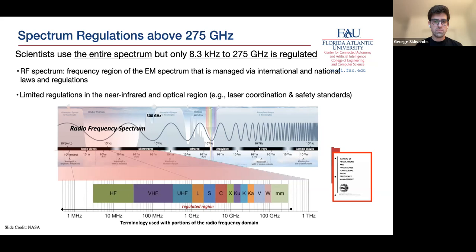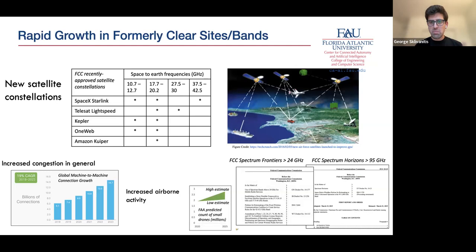On top of the IoT devices that are deployed, we have a rapid growth in devices such as satellite constellations, which I'm sure you are all aware. This is an example of the top five operators of satellite constellations in the lower Earth orbit that are used for communications and the frequencies that these satellites are operating. We have increased airborne activity with many drones that are flying. We have new licensing from FCC to operate in higher frequencies above 24 and 95 gigahertz. Therefore, we have increased amount of interference in certain bands, right? And it is important to not only maintain and enforce the regulations that exist in these bands, but also make the most out of the spectrum that the devices are accessing, right?